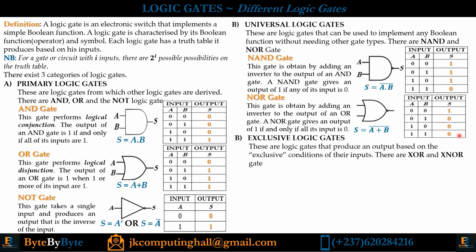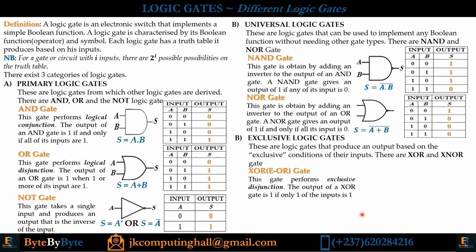Now, the third category, the exclusive logic gates. These are logic gates that produce an output based on the exclusive condition of their inputs. And there are two types, the XOR gate and the XNOR gate. Now, the XOR, equally known as the EOR gate, performs exclusive disjunction. So it's a type of addition. The output of a XOR gate is 1 if only one of its inputs is 1.